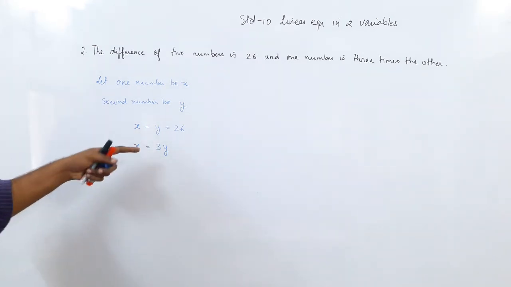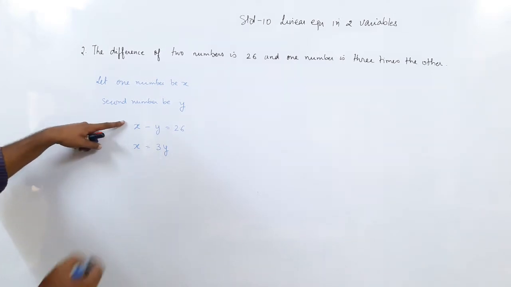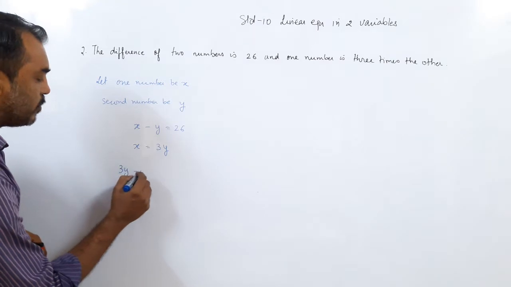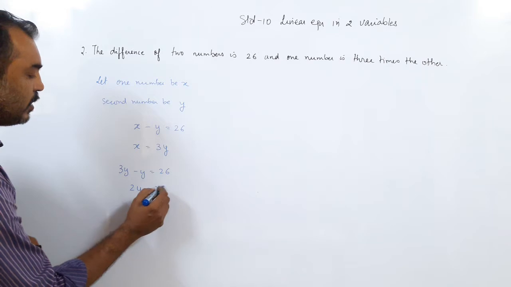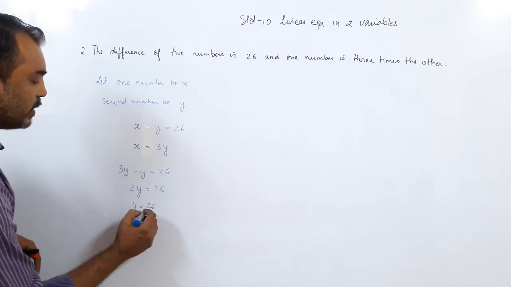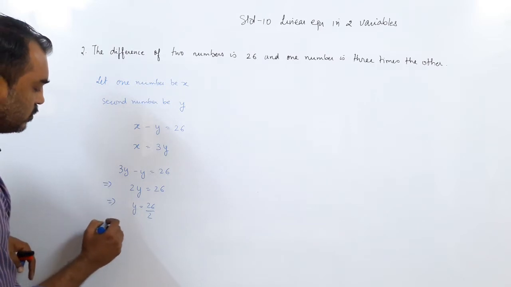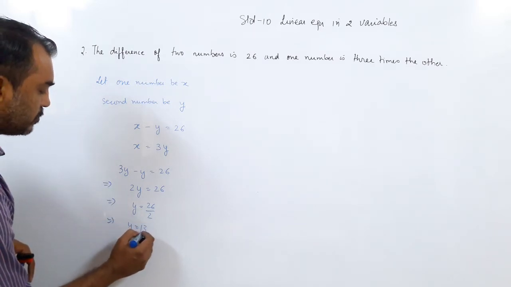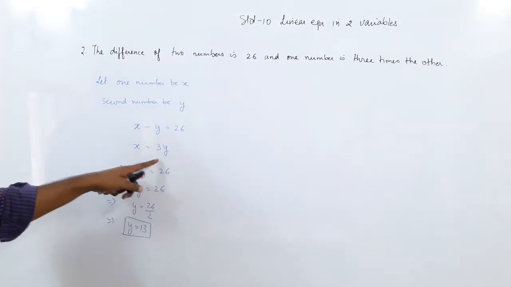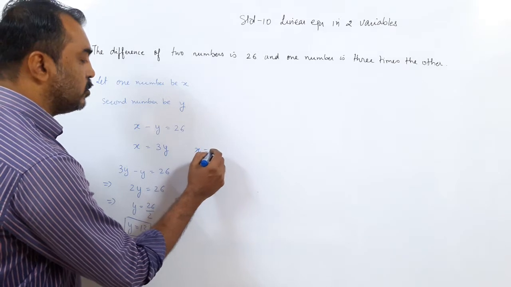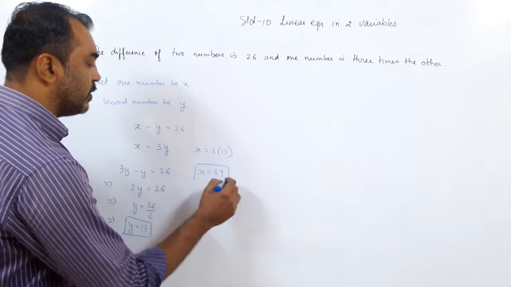Now all I have to do is substitute the value. So x is given as 3y. So I'll substitute this value of 3y in the first equation. So I get 3y minus y equal to 26. 3y minus y is 2y equal to 26, or y is equal to 26 upon 2. Yes? So y is equal to 13. So I got the value y is equal to 13. Now x is equal to 3y. So I will write x equal to 3 into 13, or x equal to 39.